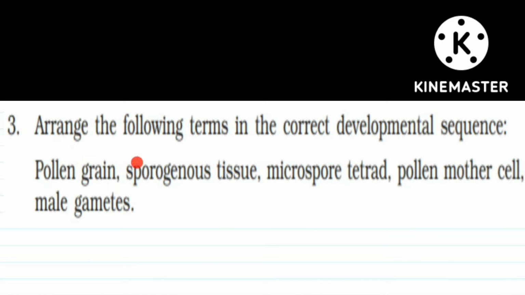Arrange the following terms in the correct developmental sequence: pollen grain, sporogenous tissue, microspore tetrad, pollen mother cell, male gametes. Here there should be sporogenous tissue, which is found inside the anther.